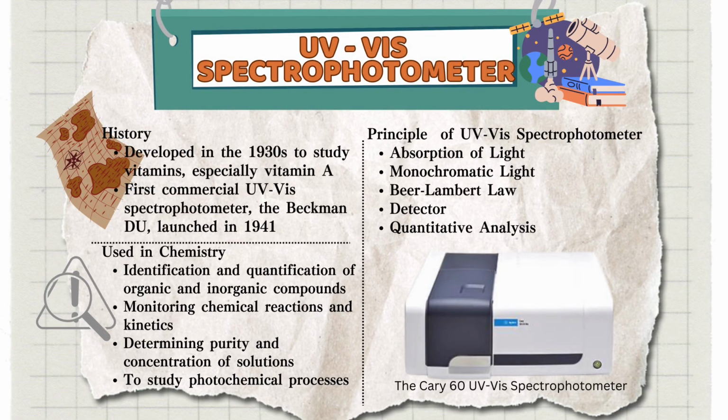First of all, I will talk about the history of the UV spectrophotometer. It was developed in the 1930s to study vitamins, especially vitamin A. The first commercial UV spectrophotometer was the Beckman DU, which launched in 1941. The use of this device is to identify and quantify organic and inorganic compounds.